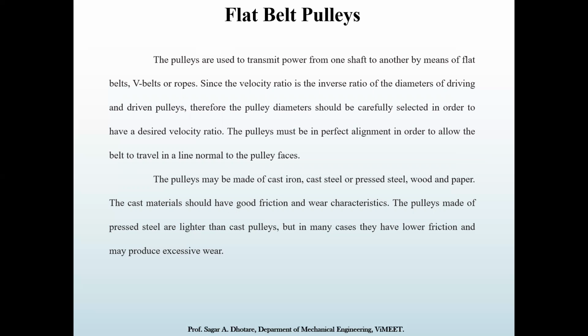The pulley must be perfectly aligned to allow the belt to travel in a normal line on the pulley surface. The pulley is made of cast iron, cast steel, pressed steel, wood, or paper. Cast steel is used for its very good friction and wear characteristics. Pulleys made of pressed steel are lighter than cast steel, but in many cases, due to lower friction, they may produce excessive wear depending on the material.